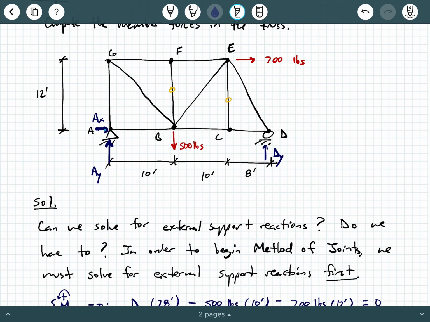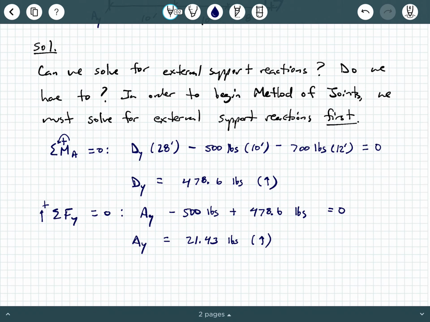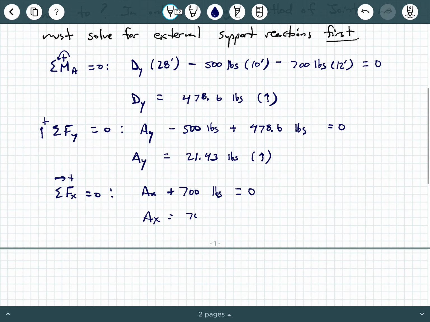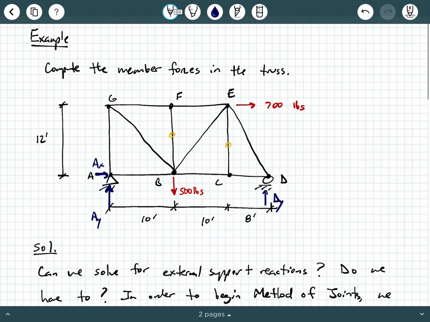And then hopefully you can clearly see just by looking at it, what is AX? Well, the only force in the overall truss that you have in the X direction is 700 pounds. So AX should be 700 pounds pointing to the left, but we can write that out. Sum of the forces in the X direction equals 0. So we say AX plus 700 pounds equals 0, and we'll get AX equals negative 700 pounds, which means it's 700 pounds pointing to the left. It's pointing in the opposite direction of what we assumed, right?